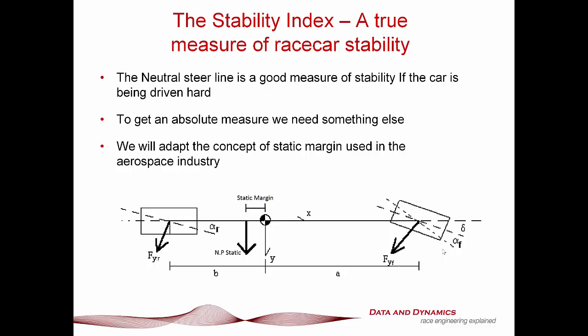Now, the stability index is the automotive adoption of a concept known as the static margin from aircraft longitudinal dynamics. What it measures is the moment arm between the center of the lateral forces and the center of gravity. I've presented this in the bicycle model of the race car. So effectively, when we're talking about the stability index, we're talking about a non-dimensionalized version of this moment arm here. That's why, ladies and gentlemen, it's so powerful.